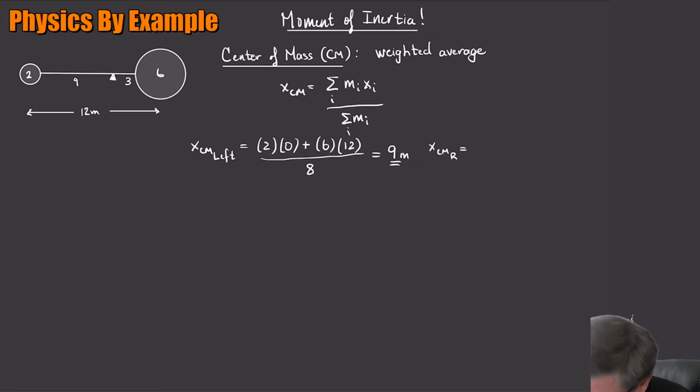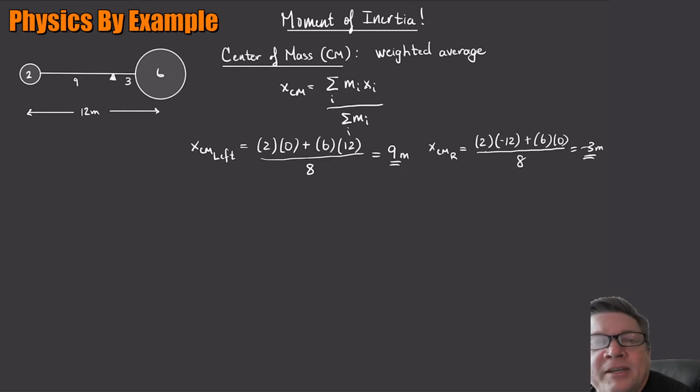Well, I'm going to get, and here's where you have to be a little careful, 2 times, now, what is the position of the 2 relative to our new origin on the right-hand side? It's minus 12, right? The direction is important. So minus 12 goes here, plus 6 times, now that's 0, because that's our origin, still divided by 8. So what is that? Minus 24 divided by 8, minus 3.